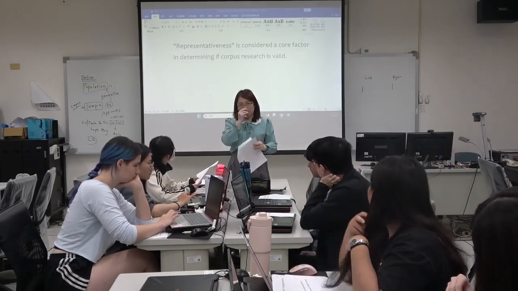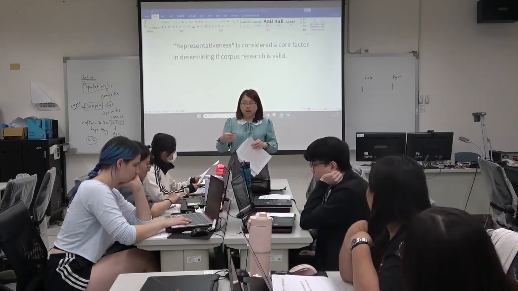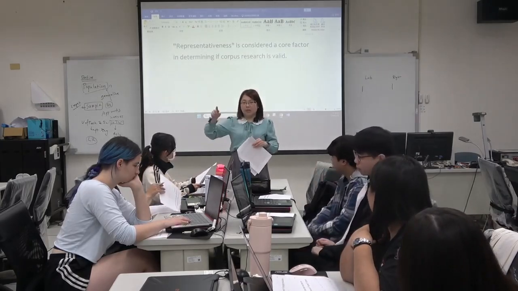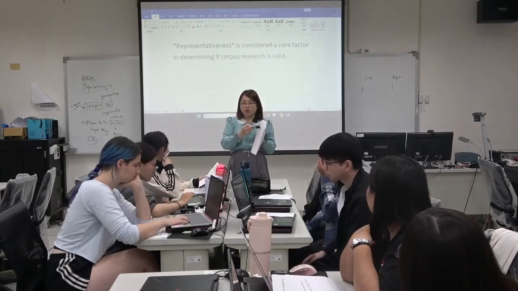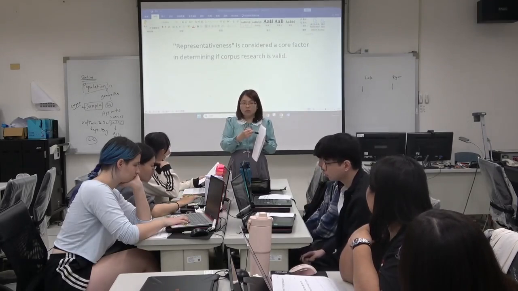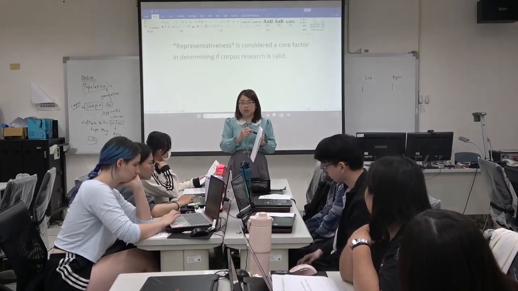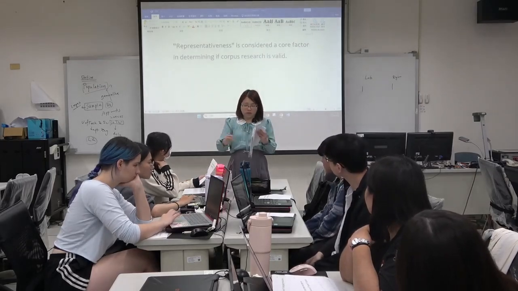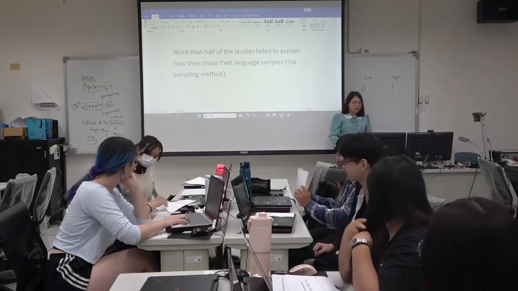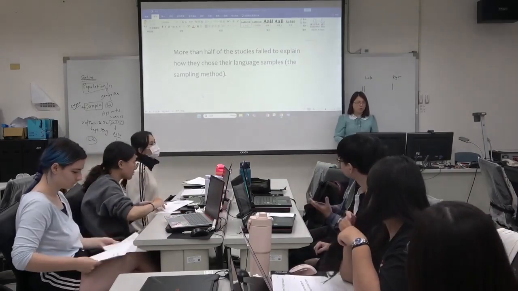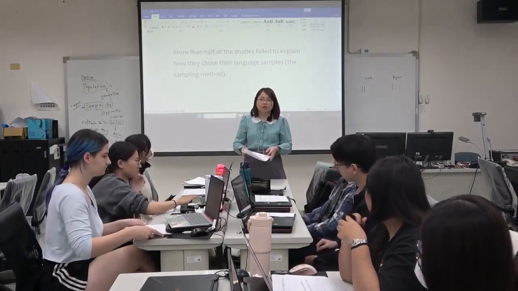Okay, so I think representativeness is important. When we try to say this is representative, we need to define the population. And this is telling you, although these are very famous corpora, probably they did not say enough about representativeness in their documentation. That's why they're listed here. Okay, very good. I do like yours. More than half of the studies failed to explain how they chose their language samples, the sampling method. They're missing or not clear about their sampling method.